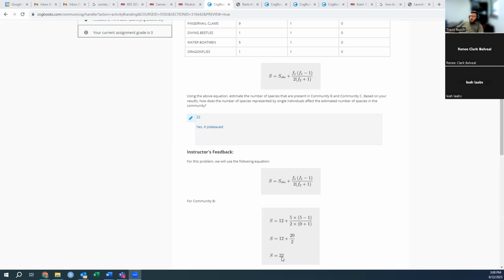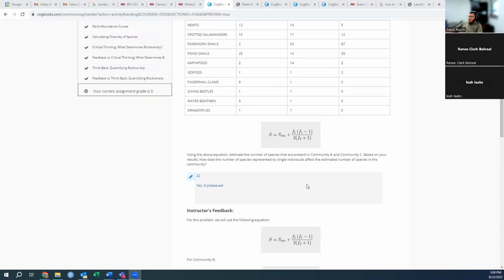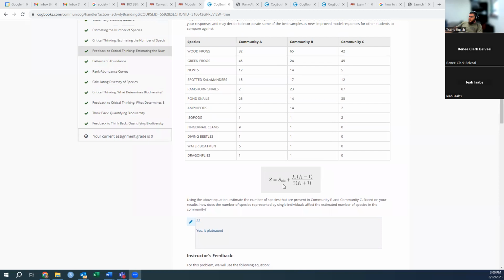Okay. Why don't we try it again for community C? That's the last one. So what do we have for species observed for community C? We have 8. Yep, so we have 8 for that because these all have 0, so we didn't observe them in that community. And then what is our F1? How many species had exactly one individual? That would be 0. Yeah, right.